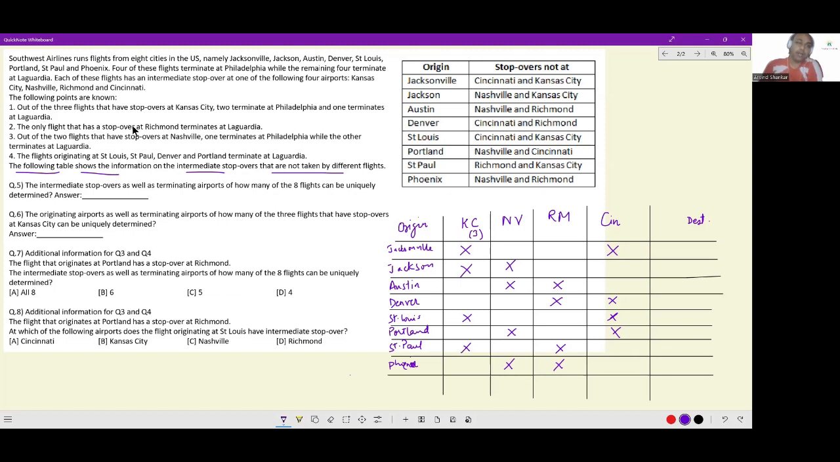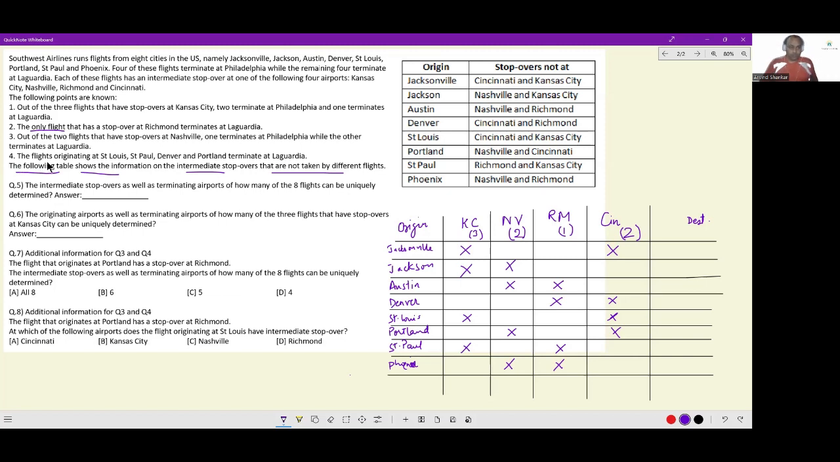Next, the only flight that has a stopover at Richmond terminates at LaGuardia. So there is just one single flight that has a stopover at Richmond, and this terminates at LaGuardia. We'll worry later. Next, 2 flights have stopovers at Nashville. Now there are 8 flights in total. We know flights that have a stopover at Kansas City are 3, at Nashville 2, at Richmond 1. So Cincinnati will also have 2 flights that have a stopover here. That is nice. For the Nashville flights, one terminates at Philly while the other terminates at LaGuardia.